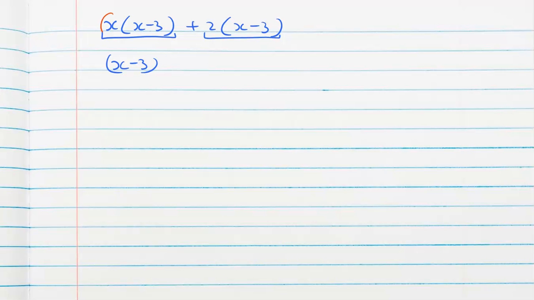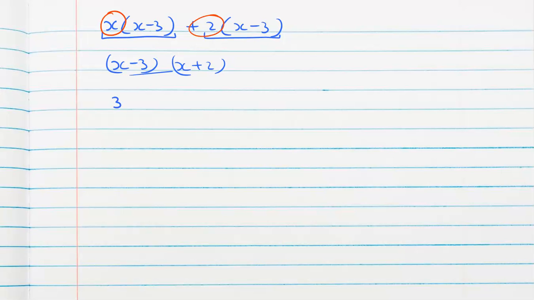But what about the leftovers? x and positive 2. So those are the two numbers, and they will multiply with x minus 3. So (x minus 3)(x plus 2). This is how the factoring is done. Okay, so let's take a look at one more example.